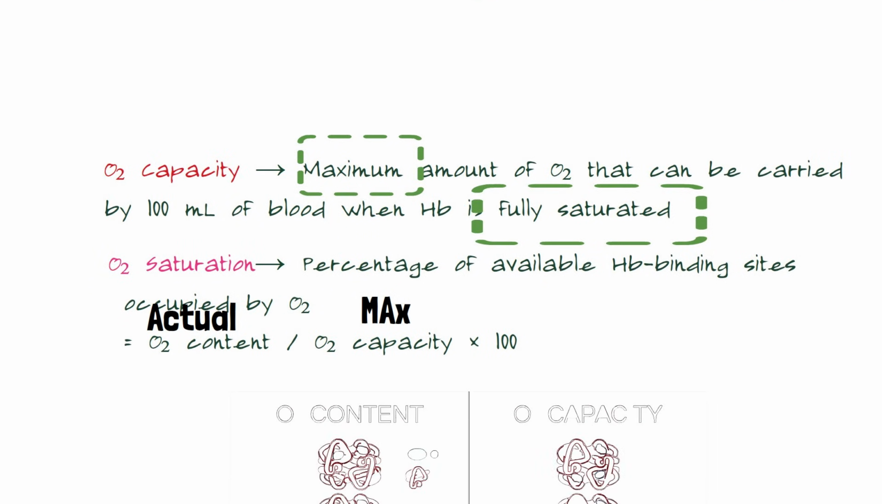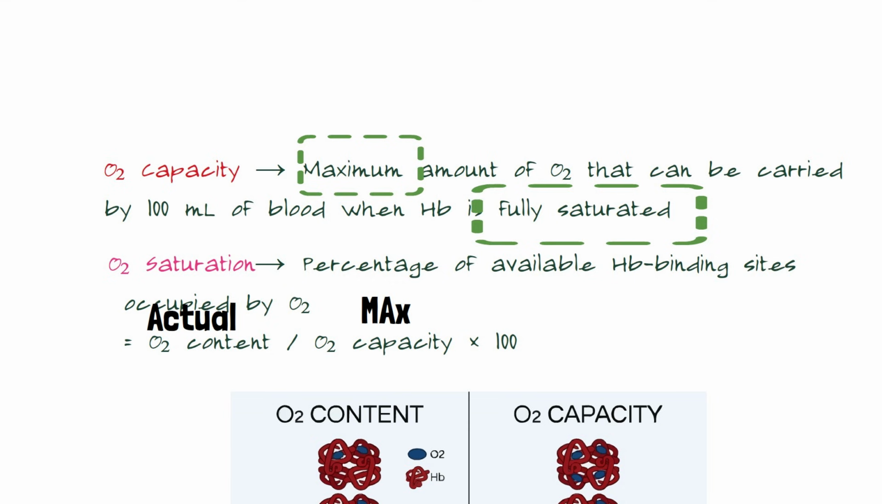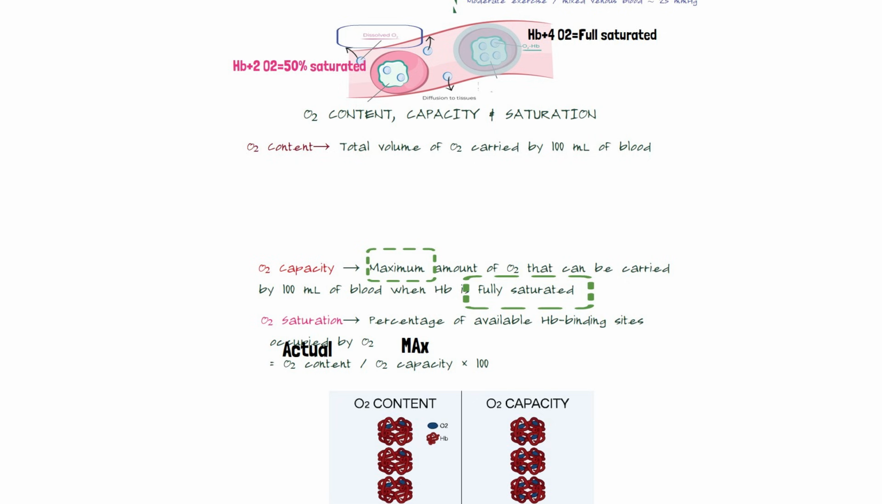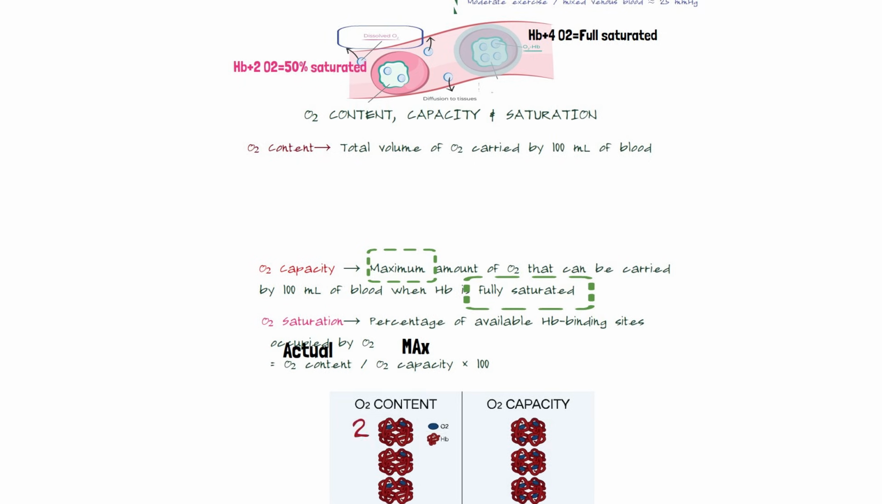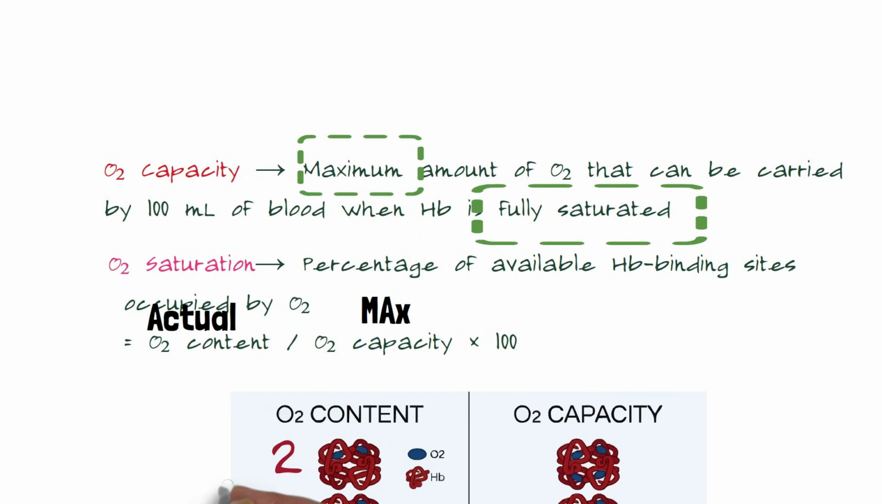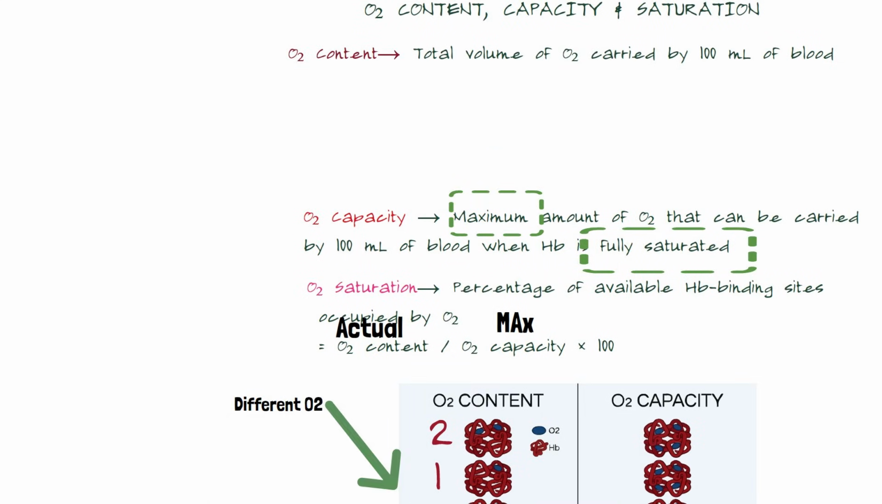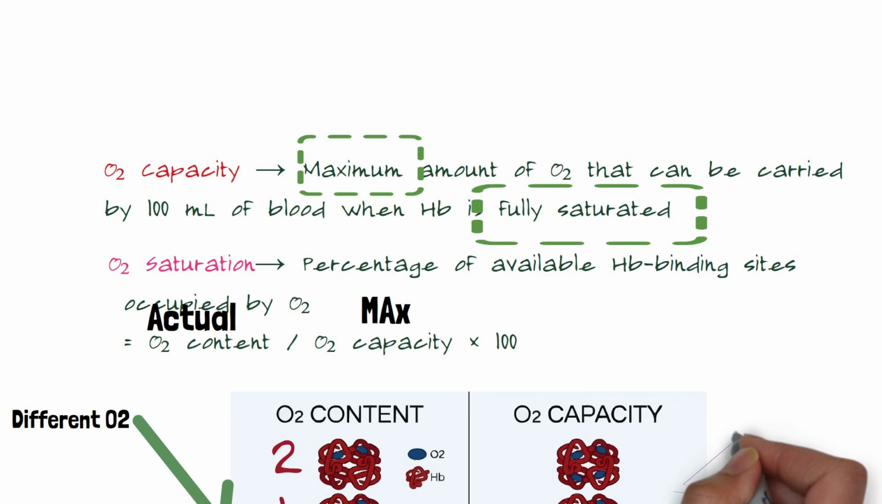That's the saturation. So for easy remembering, imagine we have 100 milliliters of blood. If the hemoglobin in these 100 milliliters carries different amounts of oxygen, one hemoglobin carries 2, 1, 1, 1, 3, 1, 4, this is the content. But when all the hemoglobin in the 100 milliliters carries the full capacity, the 4 molecules of oxygen, this is the capacity.